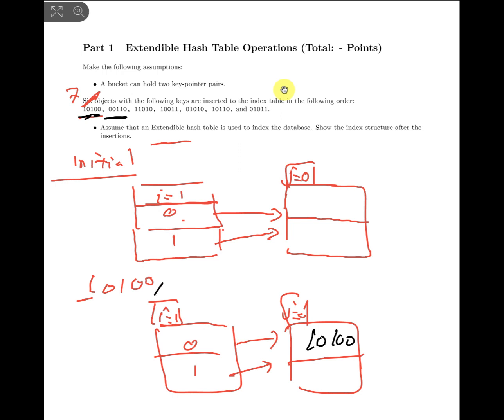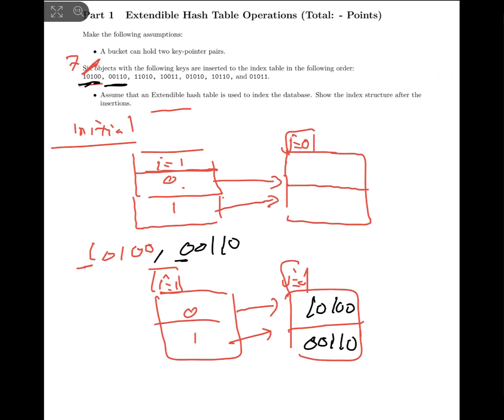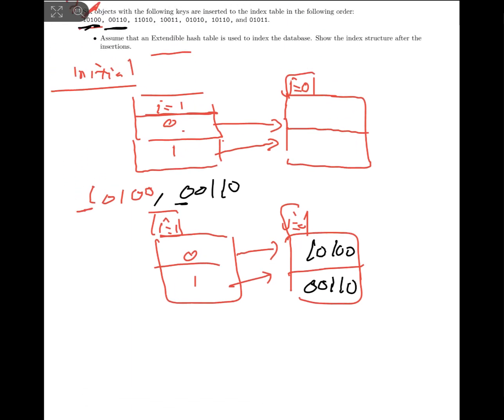Then the second one, you need to insert 0 0 1 1 0. The first bit is 0, follow this one. You do have a space for 0 0 1 1 0. I don't care about the order within the bucket. Okay? So far, so good. Now let's try to insert, let's say, 1 1 0 1 0.